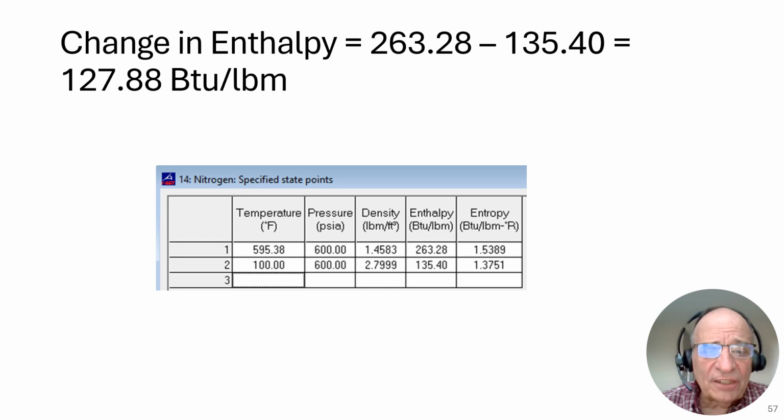Let's take a look at the other condition, which is at the outlet of the air cooler. We have 100 degrees Fahrenheit and 600 psi. Once you put in those two intensive properties, the rest of the row populates, and we see a new enthalpy as shown here. And that change in enthalpy is going to be the amount of heat that is rejected to the atmosphere by that aftercooler. And we see it computed here as 127.88 BTUs for every pound mass of nitrogen that goes through that aftercooler.